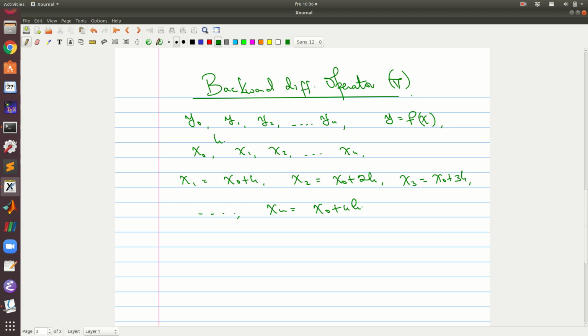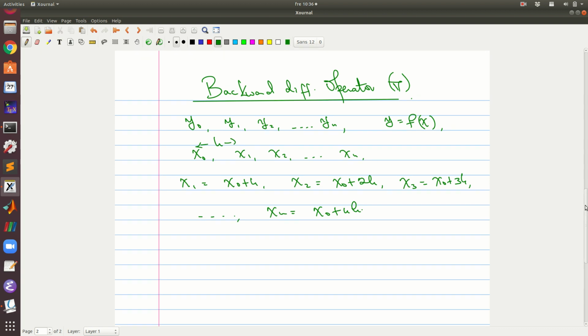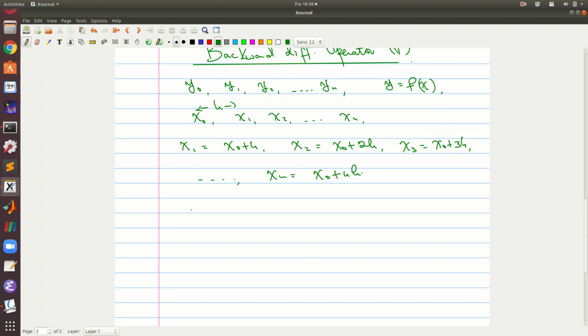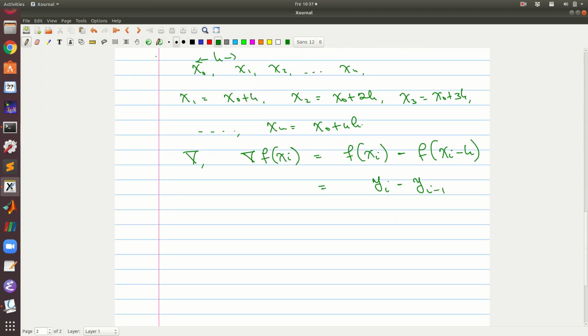In other words, h is the step length here. Okay, the backward difference operator denoted by del is going to be the function defined as, del f of xi, which is going to be given by f of xi minus f of xi minus h. By definition, last time we said that this is the same as yi minus yi minus 1.